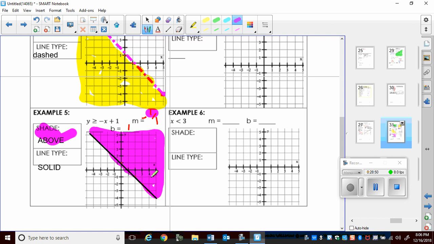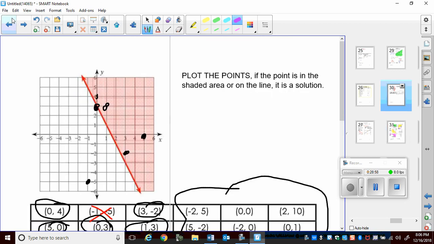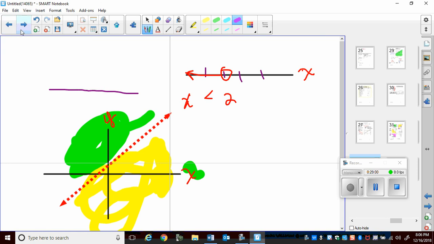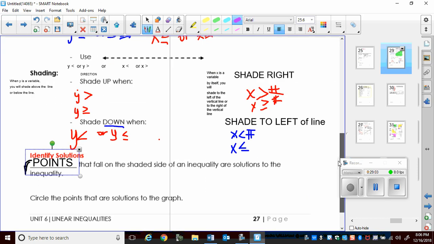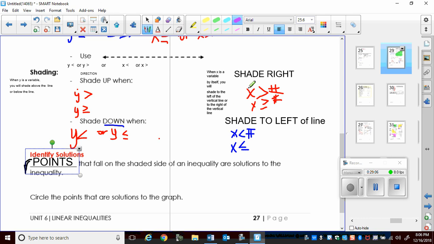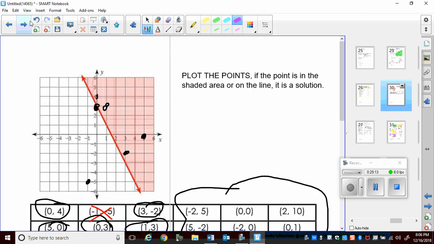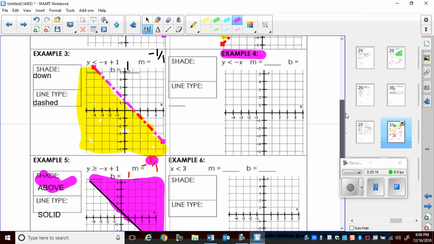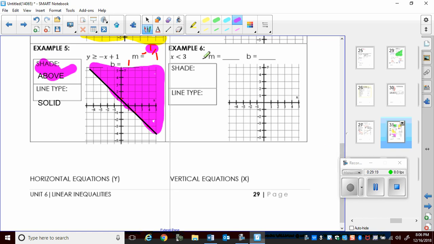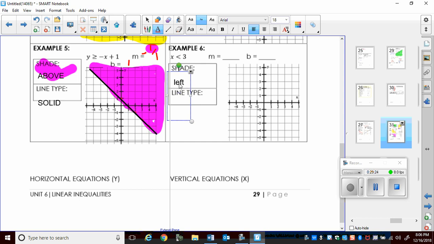Now, for the next one, we're dealing with x and a number. Remember what I said earlier, if you look back at the notes: when you're dealing with x is less than a number or x is greater than, you're dealing with shading left or shading right. If it's less than, we're shading left. If it's right, it's greater than. So let's go check and see what we're working with here. We are working with x is less than the number, so we're going to be shading to the left. And it's a dashed line.